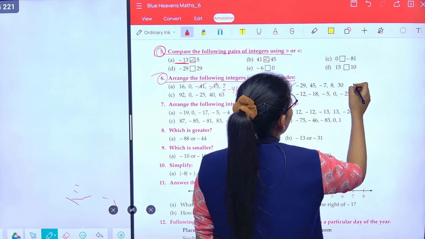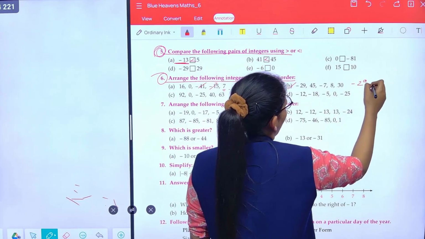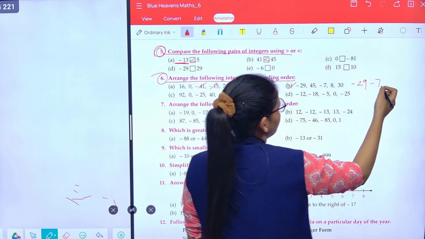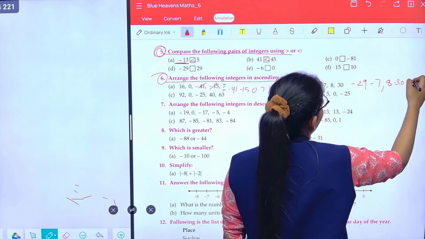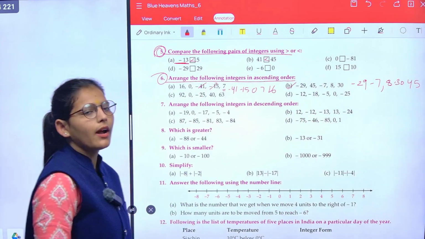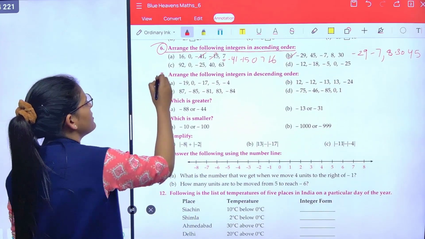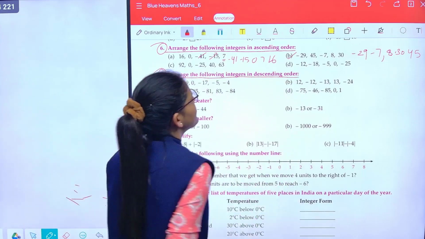Now class, smallest के लिए -29, -7, now 8, now 30 and 45. Of the parts, do yourself. Come on, question number 7. Now arrange the following integers in descending order.